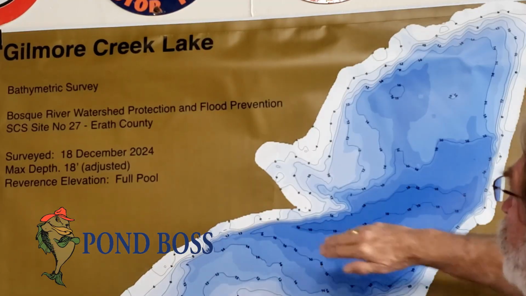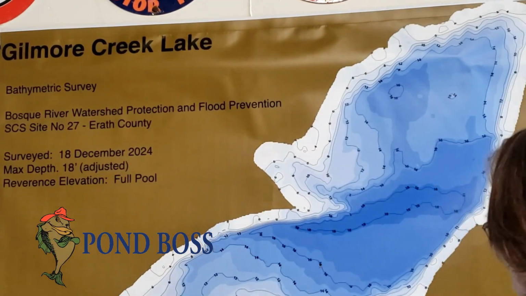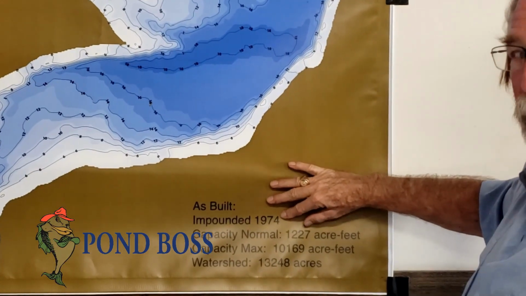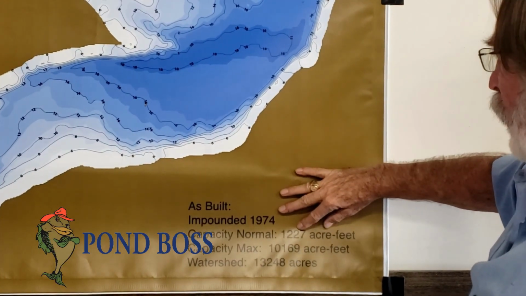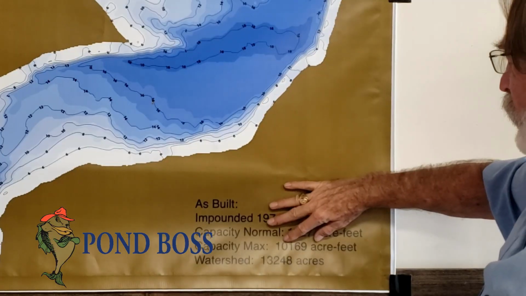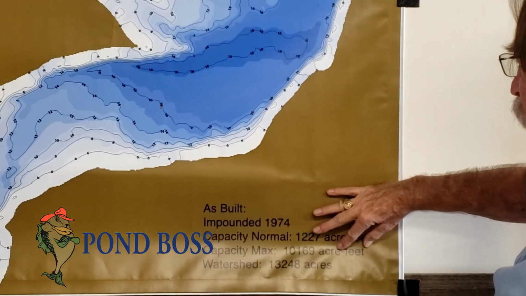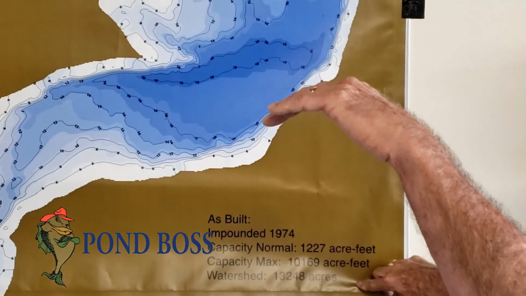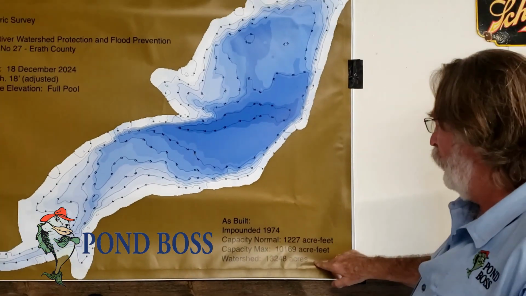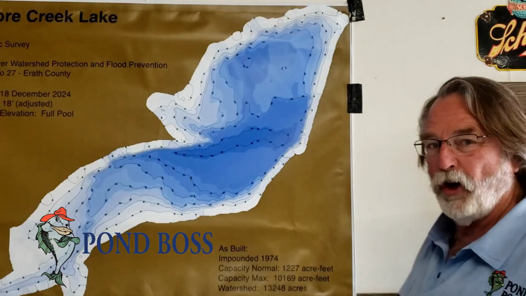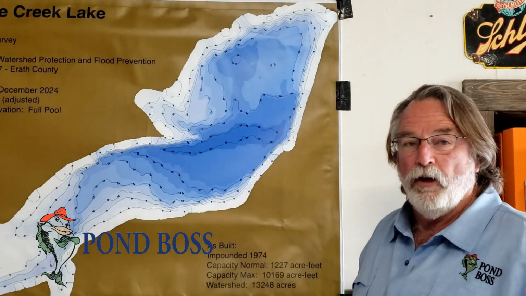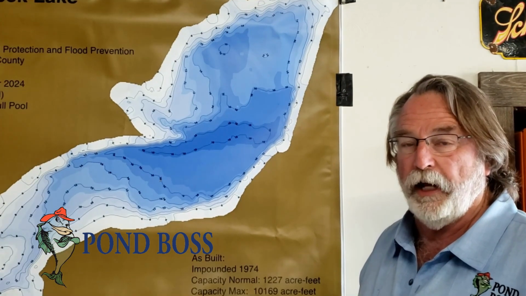And we can see that it's, let's see, here we go right here. We did a little research on the lake, found out it was impounded in 1974, 1,227 acre feet, 10,169 acre feet of capacity, which when this lake is at full flood level, because it's a flood control lake, we know that, and the watershed's 13,248 acres. So with that math, we can do some really interesting things to help get to the point where we can manage that lake.